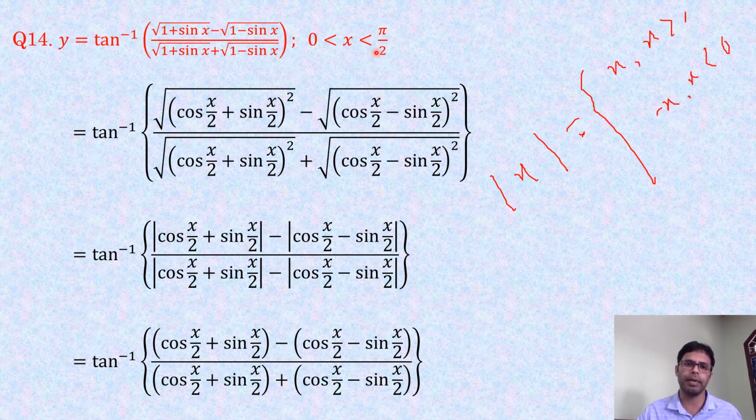From 0 up to pi by 4, cos is a positive number, sine is also a positive number, so the sum is positive, it will remain the same. Here cos is more than sine, I have already said that from 0 to pi by 4 the values will be such that cos is greater than sine, so this difference is a positive number. That is why this will remain as it is, this negative is already there, it will remain as it is.